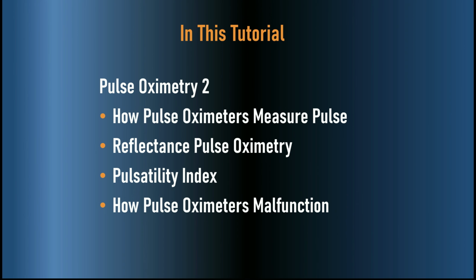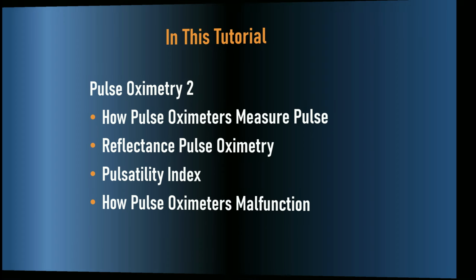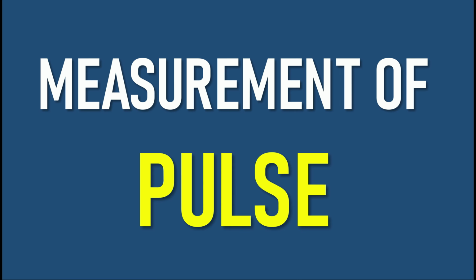In this tutorial, we're going to look at how pulse oximeters measure pulse. We're going to briefly discuss reflectance pulse oximetry, pulsatility index, and how pulse oximeters malfunction and how to troubleshoot them. So far, we have looked at the oximetry aspect, but pulse oximeters measure more than SpO2, and importantly, cannot measure oxygen saturation without the pulse. So let's look at that.